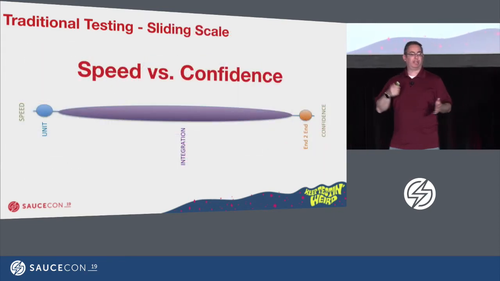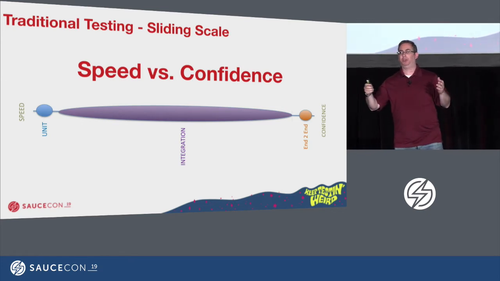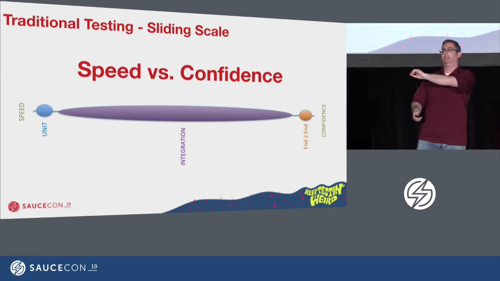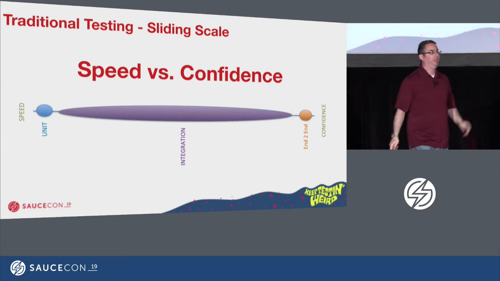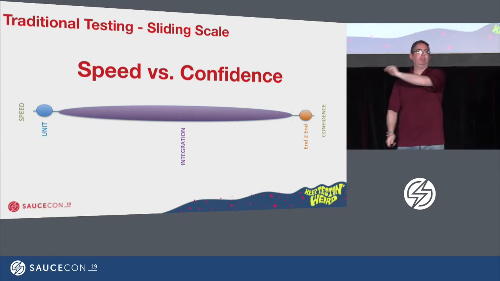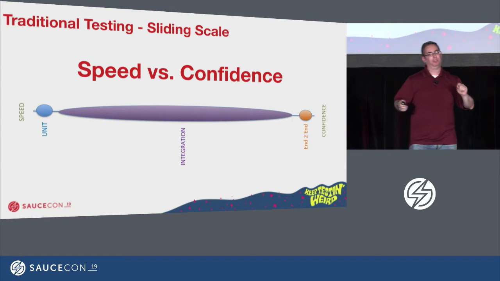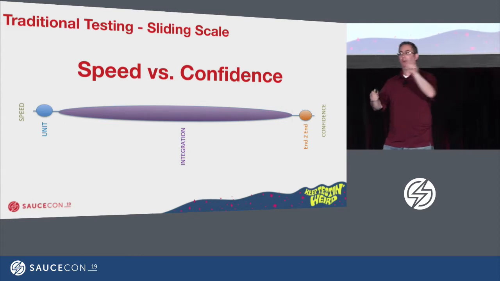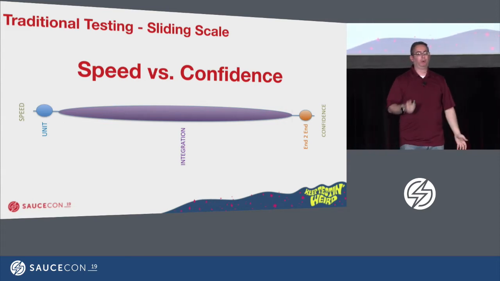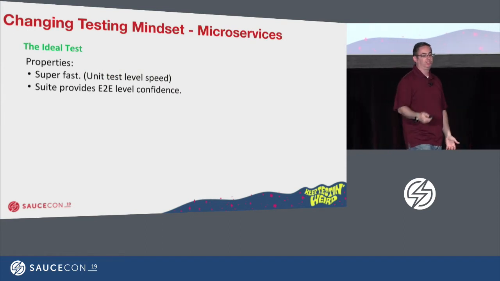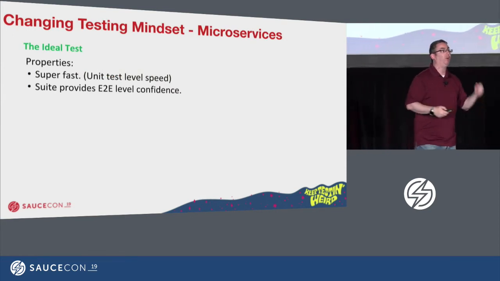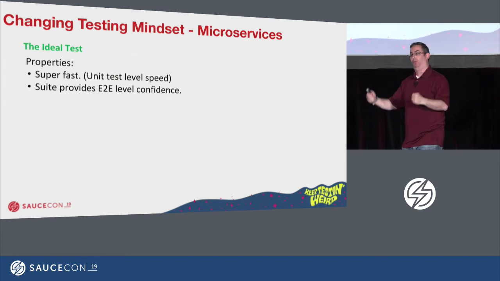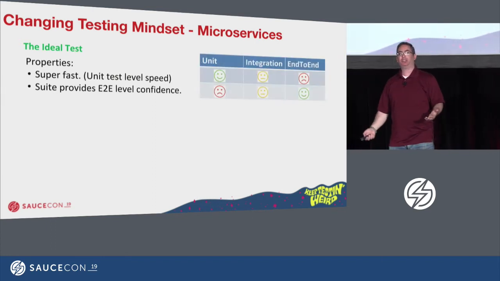So we end up with this kind of scale where you can pick any one point along this line with traditional testing. You can either get confidence or you can get speed, but you can't get both. Now you could pick something somewhere in the middle, and in that case you could pick an integration test and pick anywhere along that line. But what we're really after in testing these microservices is to get to our ideal. We want speed and confidence. We want them both. And traditional methods of testing just don't quite cut it.